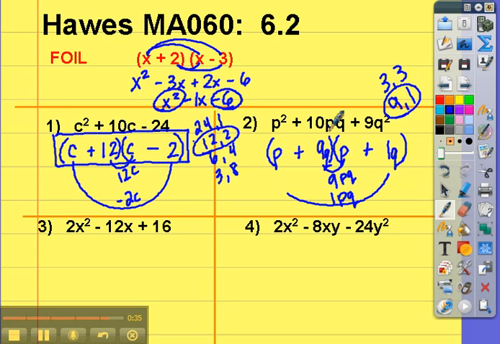A little trick that I always remember: if this sign is positive, my signs will be the same, and they will both be whatever that one is. If this sign is negative, then my signs are different, and I have to decide. I typically want my bigger one to be whatever this sign is.